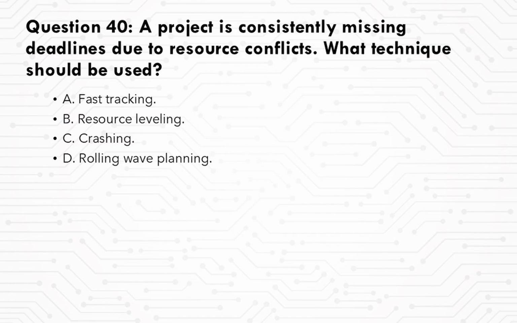Question 40. A project is consistently missing deadlines due to resource conflicts. What technique should be used? A. Fast tracking. B. Resource leveling. C. Crashing. D. Rolling wave planning. Answer: B. Resource leveling resolves overallocation.